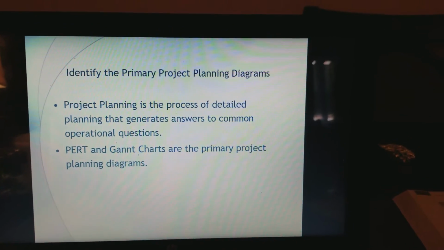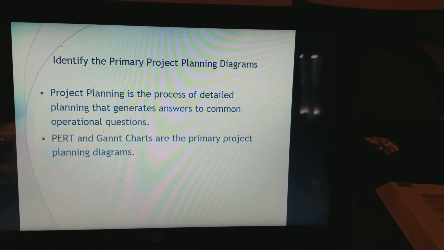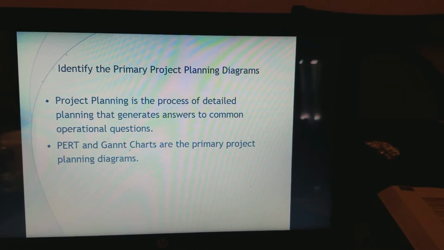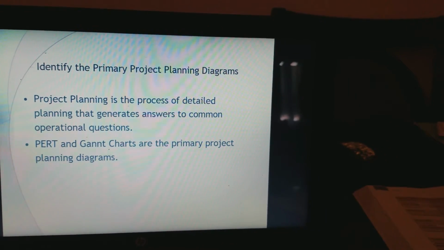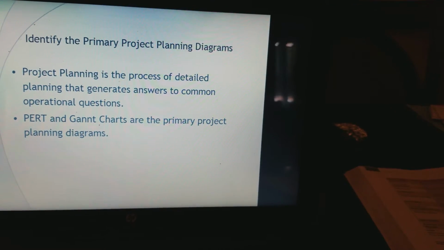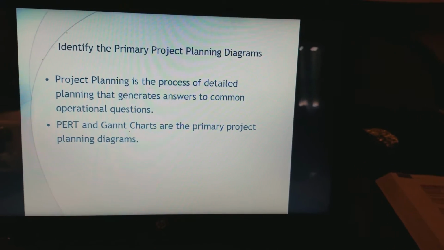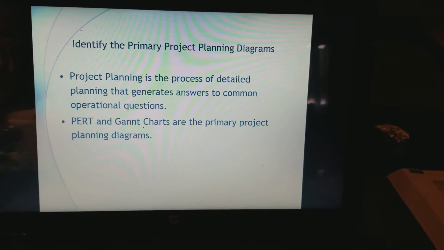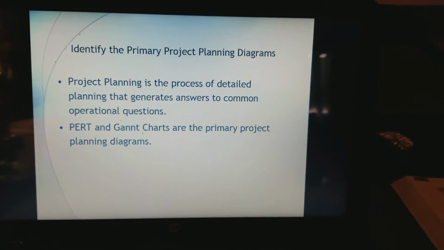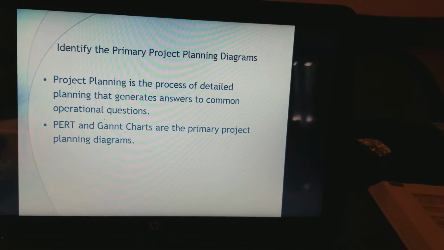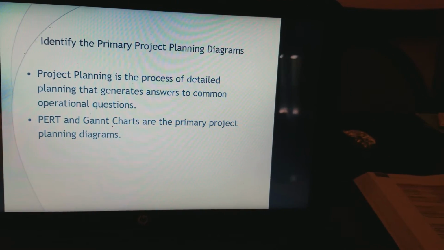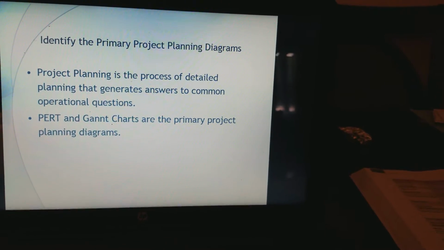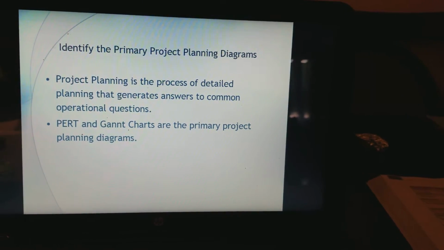Project planning is a process of detailed planning that generates answers to common operational questions. Some questions are like, what resources are required to perform the task? How long will each task take to perform? How much does each task cost? How are issues being tracked? Who is performing each task? And of course, more questions. It all depends on what kind of operation you're running. All of those questions and more help managers monitor the project better. So basically, that's when these diagrams take place because they help generate the answers for each of those questions.